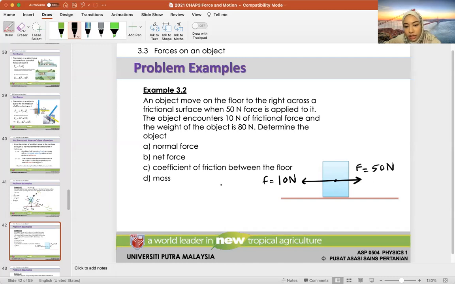Okay, so that is your F. This is small f. Nak kena lukis cantik sikit. Small f. Okay, ada beza F small dengan F besar. Lepas tu kita ada weight. mg equals to 80. The weight of the object is 80 Newton.